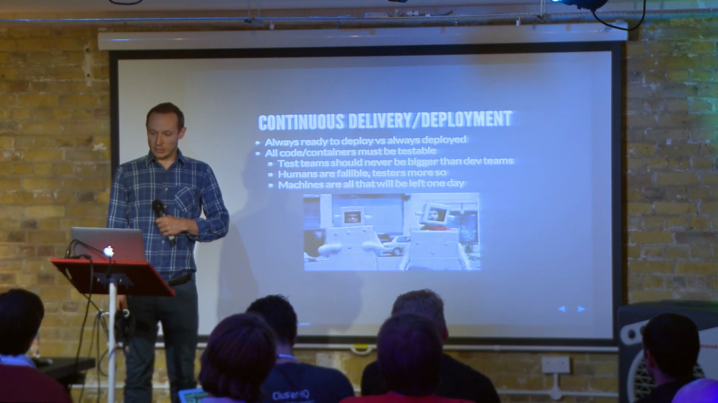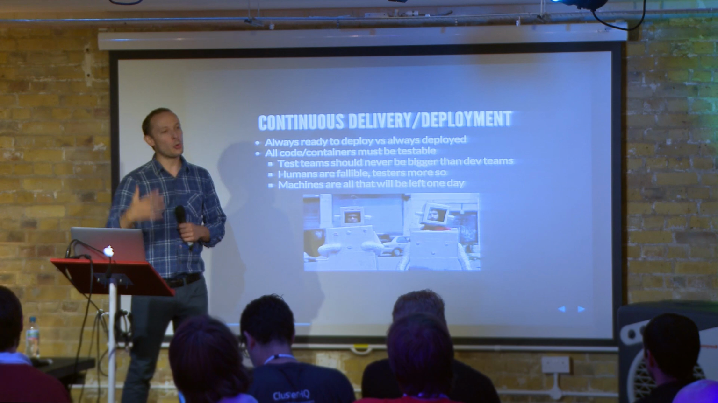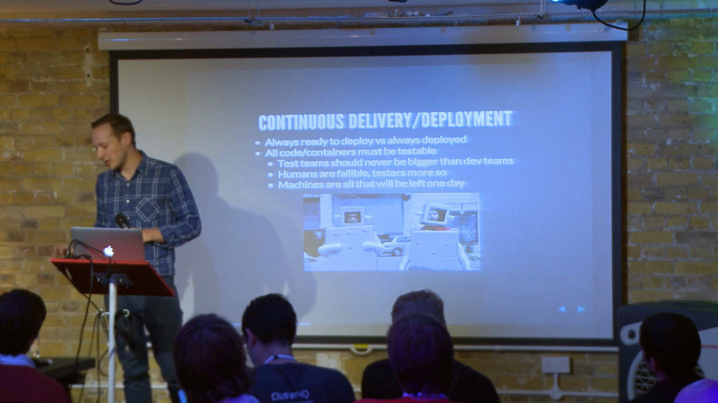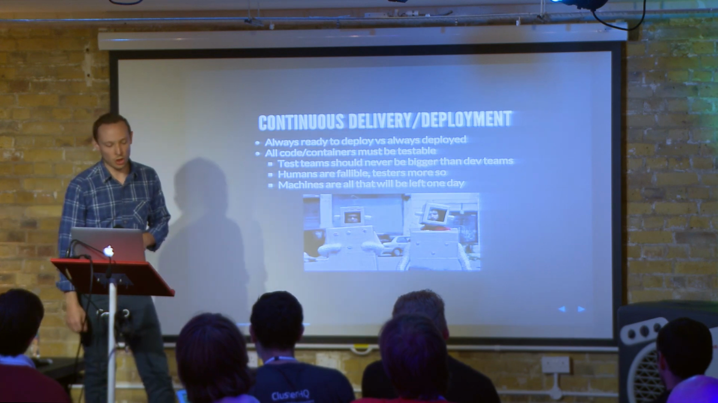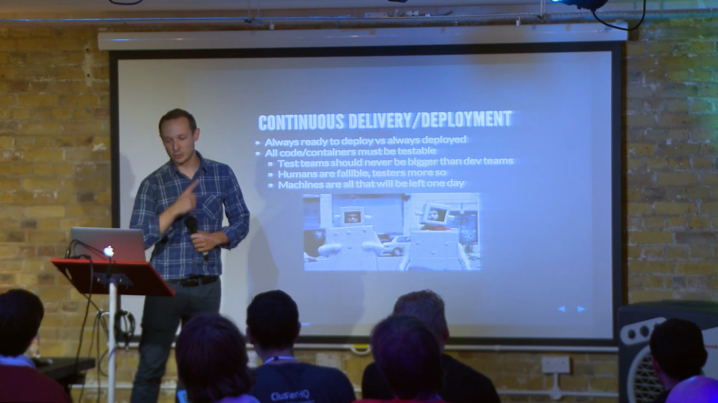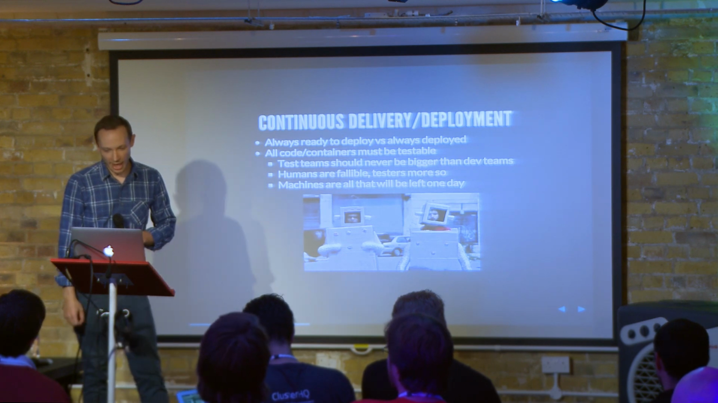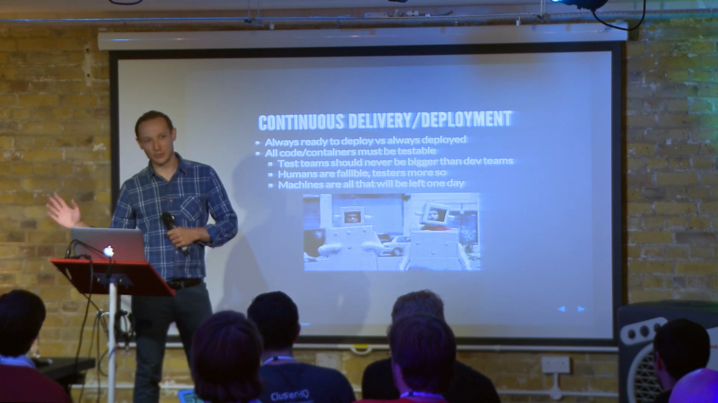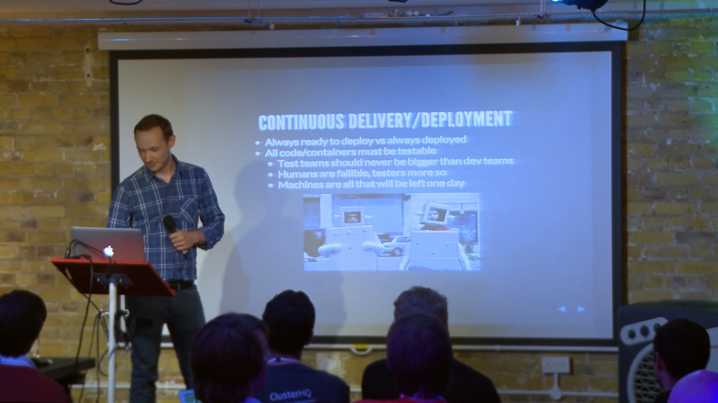So continuous delivery versus deployment. Continuous delivery is the principle of your code always being available to deploy to production and moving to a production-like environment, but not necessarily being pushed directly to production. Continuous deployment is the principle of no manual intervention, no air gaps. You make a change, it passes your automated suite, that's your production code. So the first tenet of this is all code must be testable. And as you can see, humans are fallible. Test teams, if they can be eradicated altogether, no offense to anyone in particular, we'd be much better off, and machines are all that will be left one day.